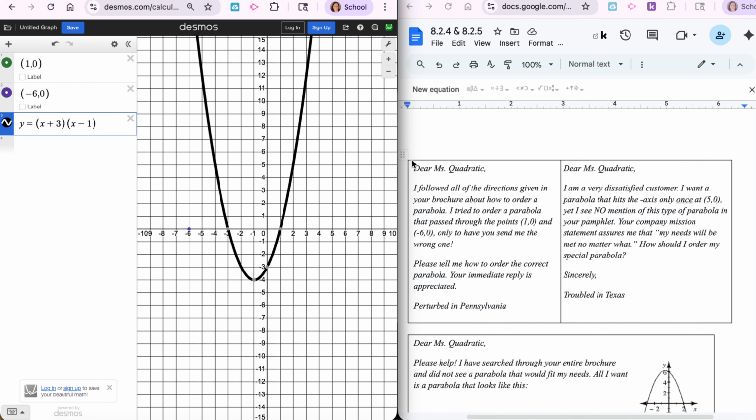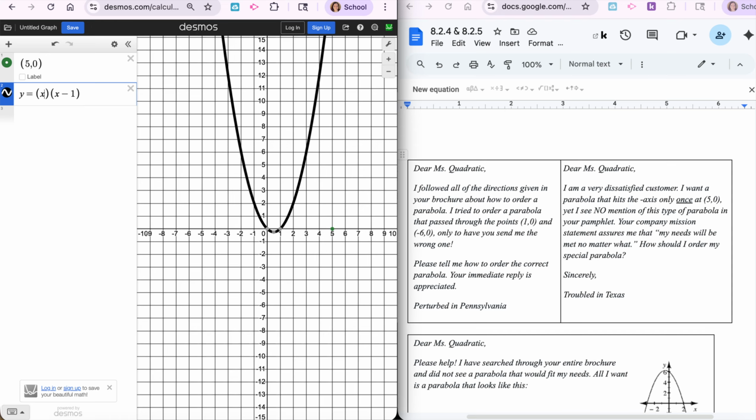The second one from Texas says that she wants the parabola to hit the x-axis only once at 5, 0. So she's looking for a situation where it just touches the parabola at 5, 0. So again, setting up the same format, I'm looking for this graph to only touch the x-axis there. My hint to you for this one was, don't be afraid to use the same number. That might help you create the parabola.